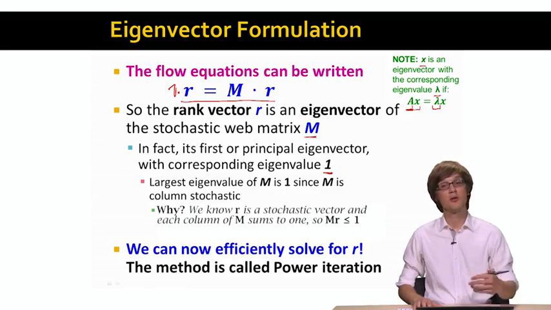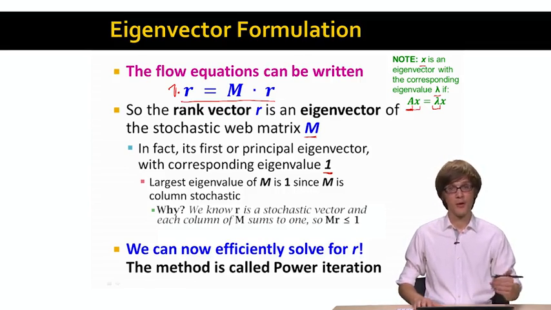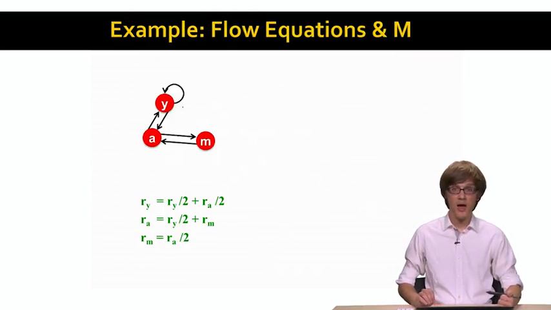So now we actually know how to compute PageRank. The way to compute PageRank is to find the eigenvector of matrix M that corresponds to the eigenvalue with the value of 1. So that's what we learned so far. So now we can actually go and compute the thing.